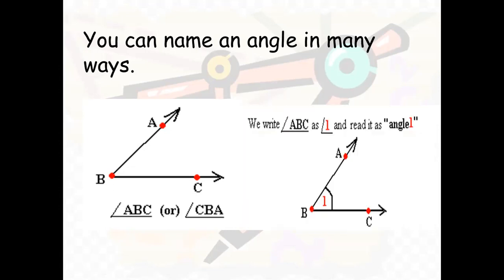Or if they have marked the angle with a simple letter or a number, we can read that angle as angle 1. So now you have learned three ways to read one angle. Either you follow the order from the first letter to the next, in alphabetical order A, B, C, or you call it CBA, the reverse way, or you can name it by the number or the letter which they have given. In this case, it's angle 1.